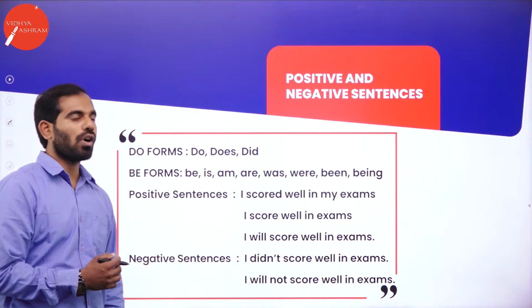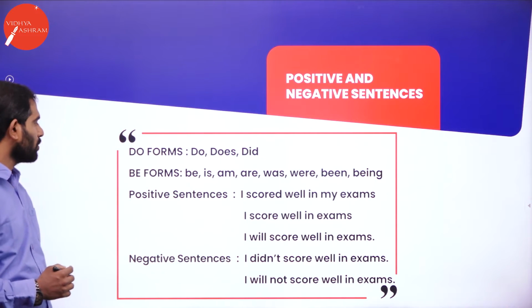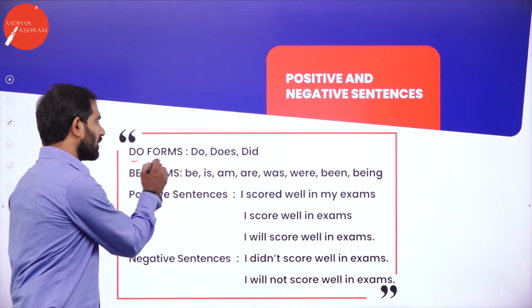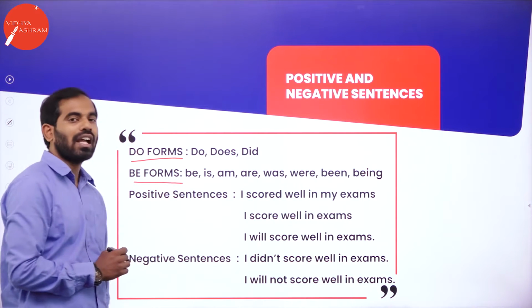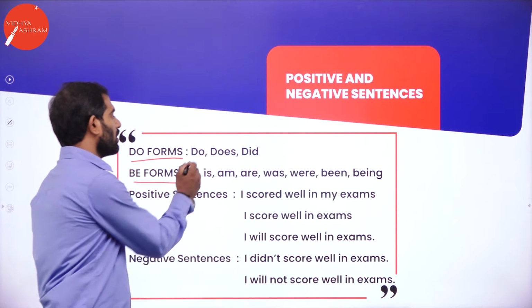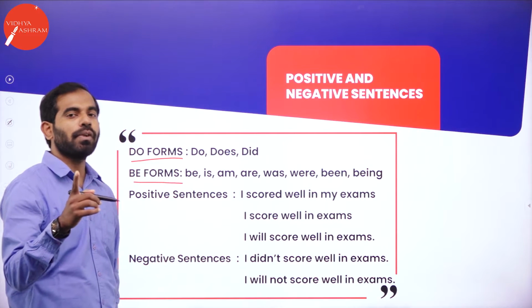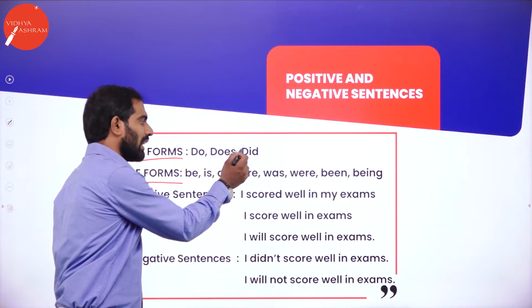So let's move on to positive and negative sentences. Before we move on to positive and negative sentences, you need to have a clear look at do forms and be forms. What are do forms? There are three forms here: do, does, did. Depending on the subject, you are going to make use of do, does and did.